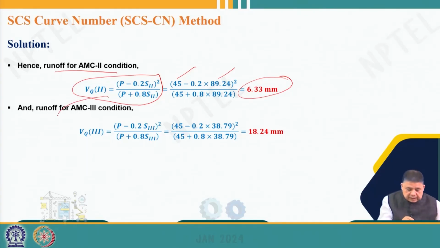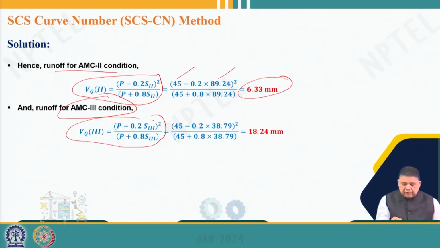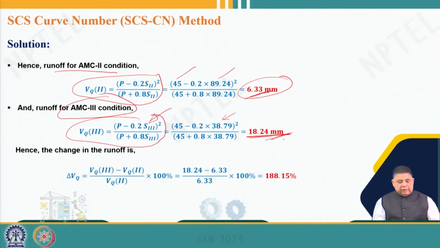When the condition changes to AMC3, then again we have to use this relationship. The value of S in this case will be different, and now we are using 38.79, and it comes out to be 18.24 mm. So from 6.33 mm to 18.23 mm, that means there is an increase in runoff, which is expected because of the wet conditions in AMC3.